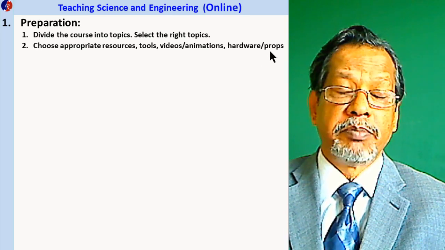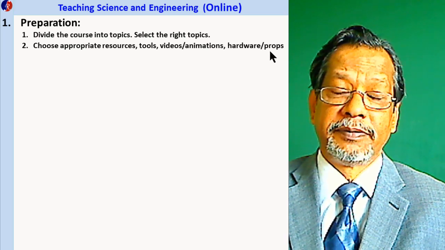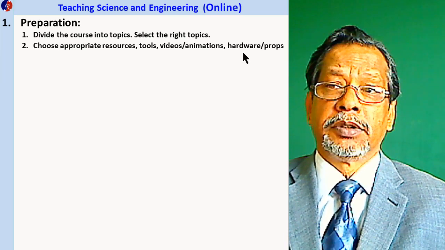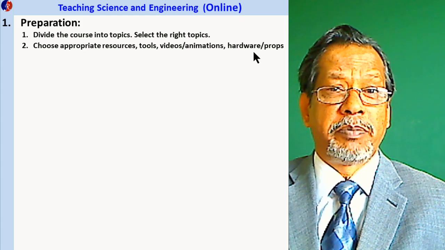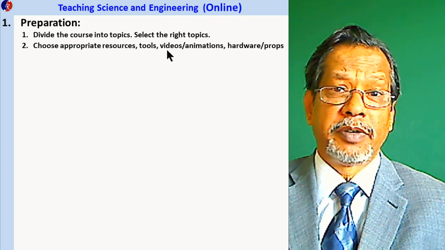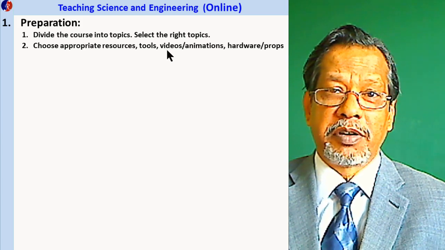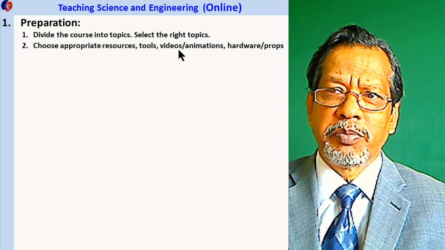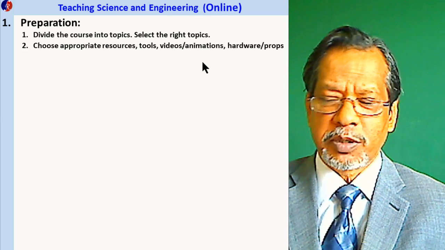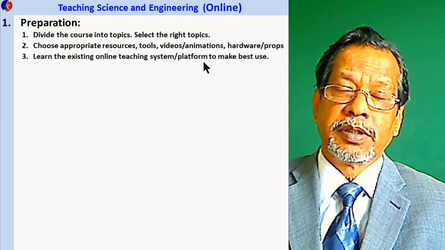You can bring some simple props for yourself, okay? Hardware, whenever possible, bring it. If not possible, for example, if you are teaching about gas turbine, of course you cannot bring a gas turbine there. So bring some videos and animations of gas turbine, okay, in the class.